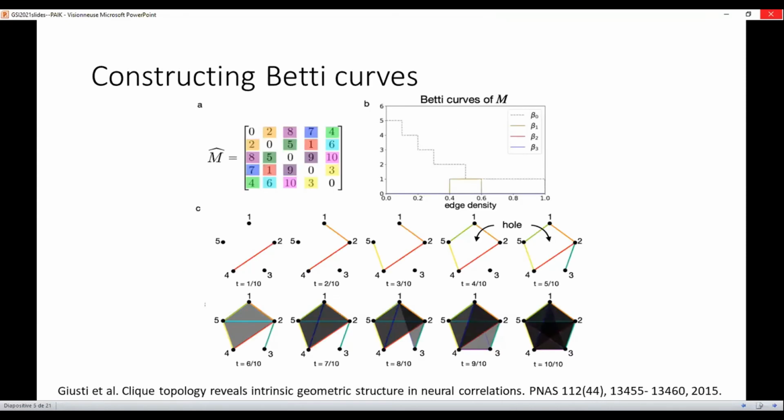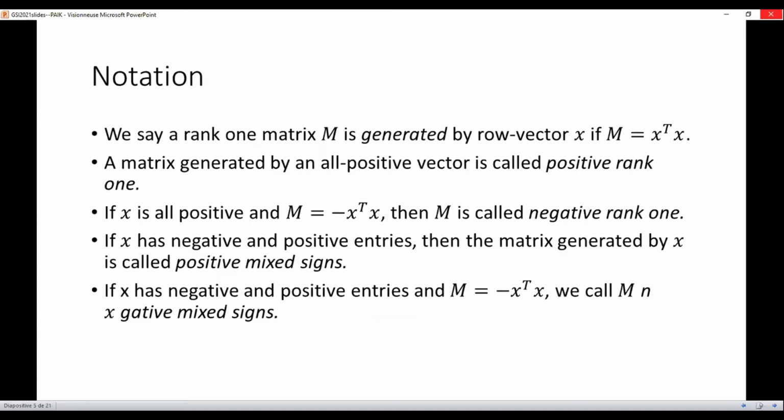Once we have this structure, you want to know what theorems you can prove about it. One of the theorems we prove is about Betti curves of rank 1 matrices, to which you can apply any monotone nonlinearity. They have characteristic behaviors, and we divide them into 4 different cases.